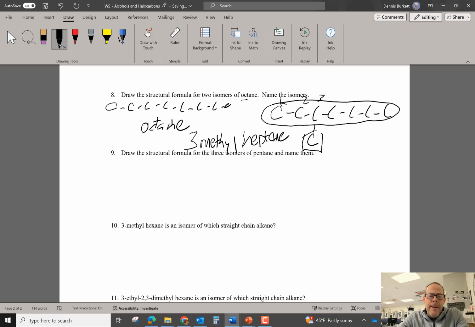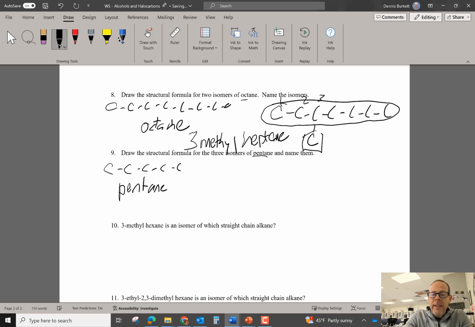Okay. Number 9, draw the structural formula for 3 isomers of pentane. Holy cow. We'll just keep it at 2, all right, because your quiz tomorrow is 2. So pent is 5, so I just do 5 in a row. 1, 2, 3, 4, 5. And I'm going to name that pentane.